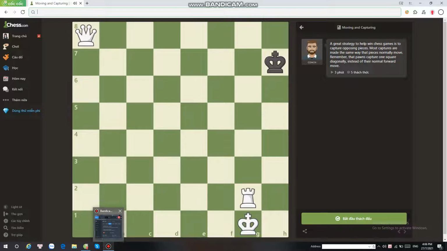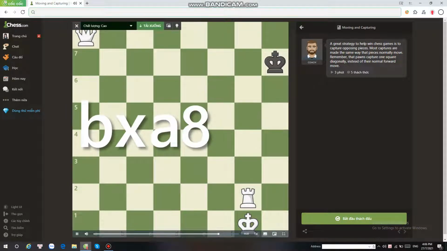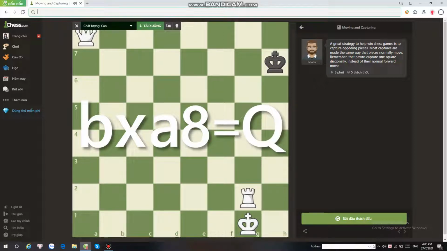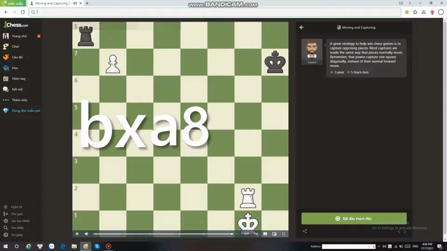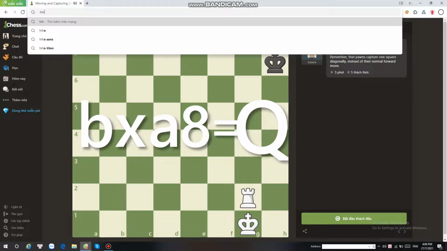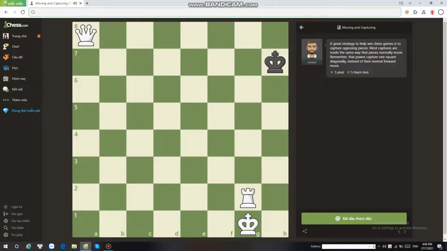So far, we have bxa8. Since we are promoting to a queen, you simply add to the end of your move an equal sign and then write which piece you are promoting the pawn into, which is usually the queen. So putting it all together, we would write b takes a8 equals queen. Now it's your turn to practice capturing pieces.